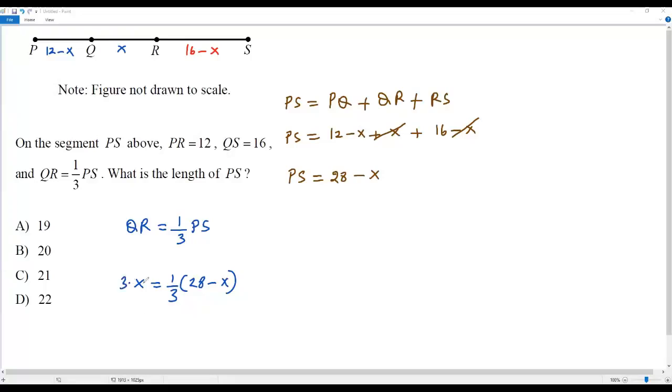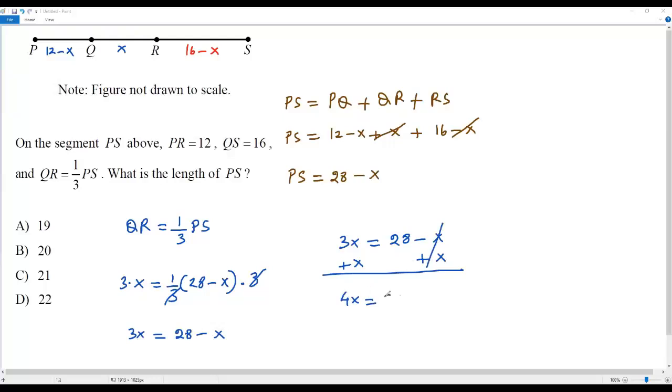For that, I have to multiply both sides of this equation by 3 to get rid of the denominator 3. So the 3 here and here will cancel out. On the left side, I get 3x equals 1 times 28 minus X, it will be 28 minus X. Let me write the equation over here. 3x equals 28 minus X. Now I add X to both sides. So negative X, positive X will cancel out. I get 4x equals 28.